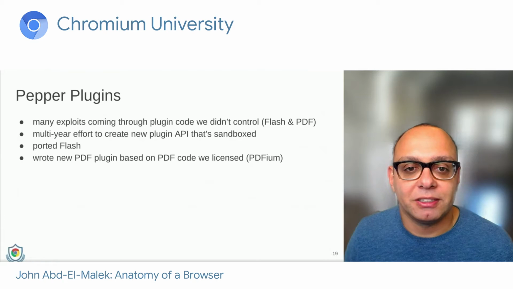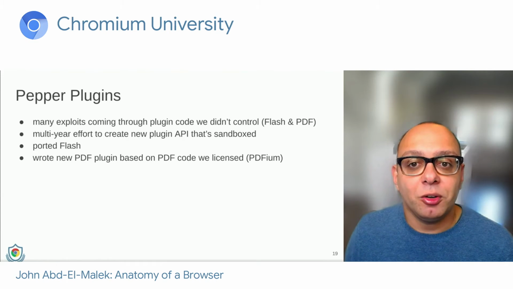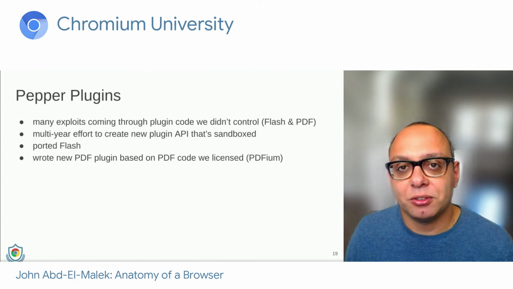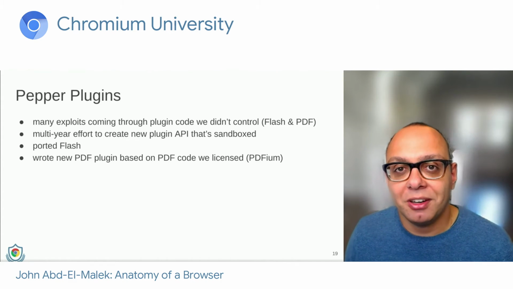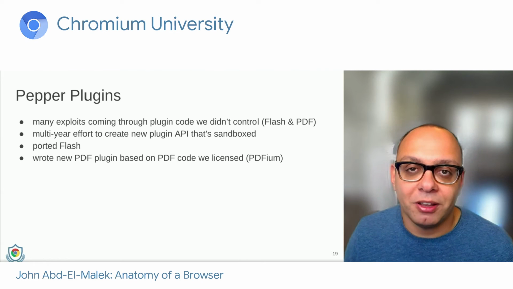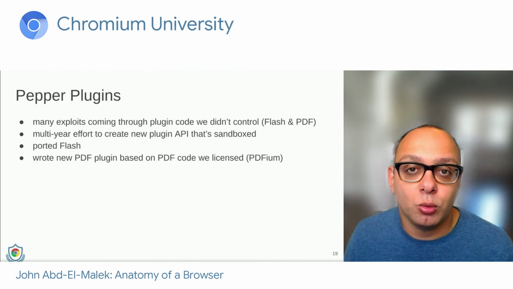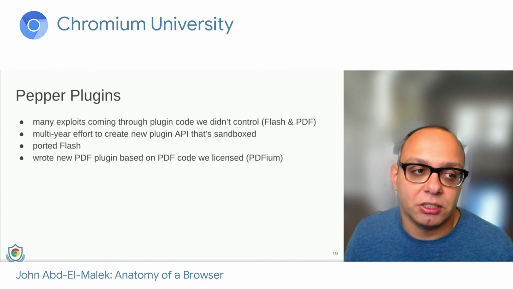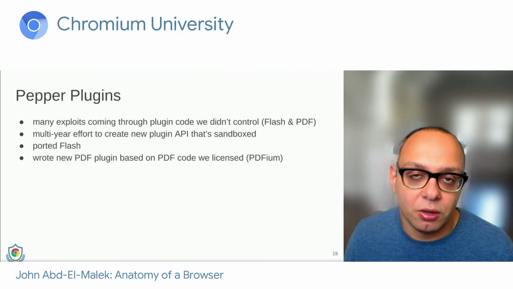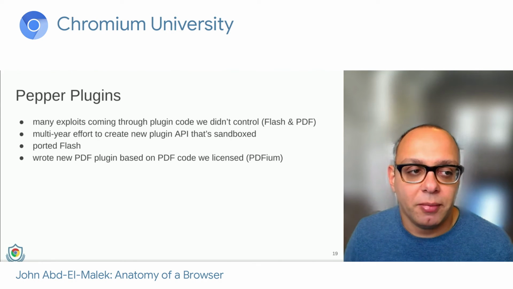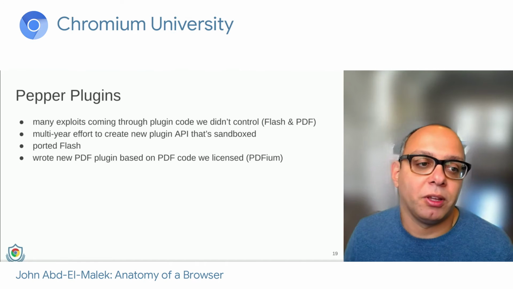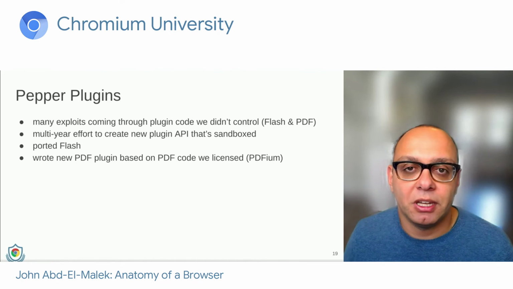And then Pepper plugins. Well, the renderer was sandboxed when we launched, right? But NPAPI was a convenient source of cross-browser exploits. So you'd find one bug in one plugin, and it would exploit all your browsers. So it was very easy for exploit writers. So we spent a few years making a new plugin API that supports sandboxing. And we ported Flash, working along with Adobe, to this new API. And we also wrote a new PDF plugin based on code we licensed, which is PDFium.